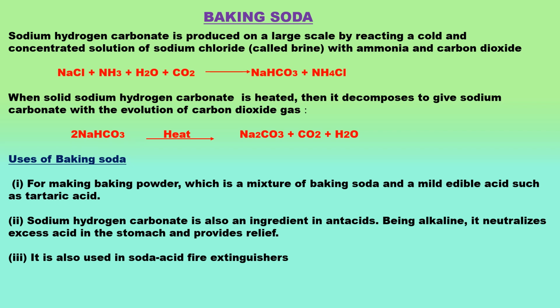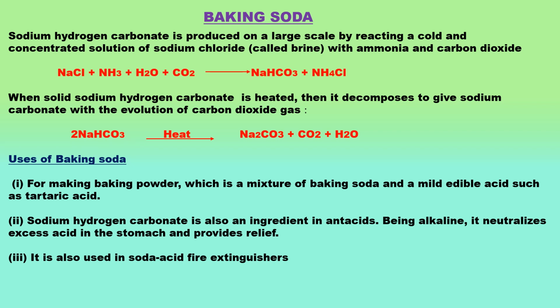Sodium hydrogen carbonate is produced on a large scale by reacting a cold and concentrated solution of sodium chloride, called brine, with ammonia and carbon dioxide. Sodium hydrogen carbonate consists of white crystals which are sparingly soluble in water. It is a mild, non-corrosive base. The solution of sodium hydrogen carbonate in water is mildly alkaline.